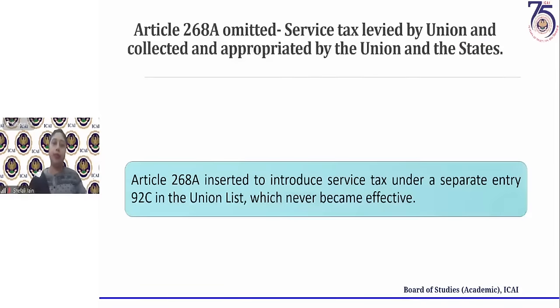Article 268A. Now, actually, under the service tax law, service tax was being levied under entry 97 of the concurrent list. But it was supposed to be levied under a separate entry 92C of the union list, which was to be inserted. And for that, a new article was introduced, Article 268A. But that could never happen because service tax continued to be levied under entry 97 of the concurrent list. And this separate entry 92C never came into existence.